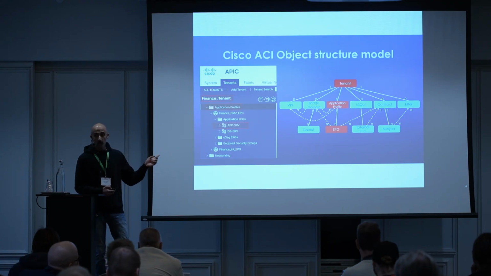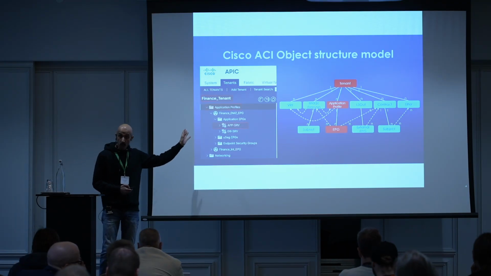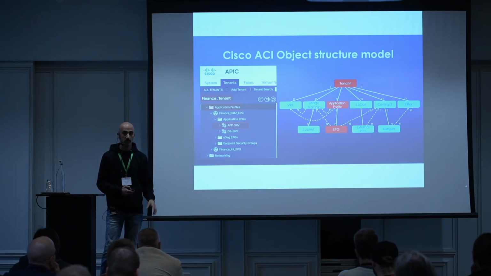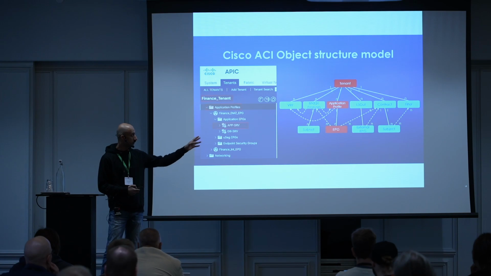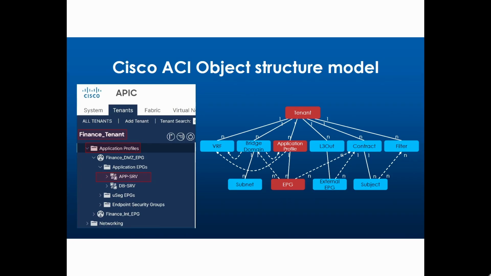And as you will see, on this side of this slide, we have the GUI configuration of the APIC, which is the brain of the ACI, and that one is the object model. Here, in my example, I configured a finance tenant, and within the finance tenant, I created an application profile, which inside that application profile, we may have thousands or unlimited EPGs, like a web server, database server, and etc.